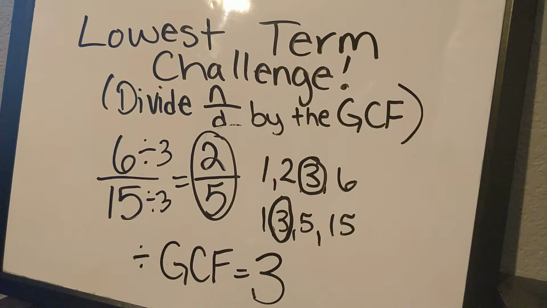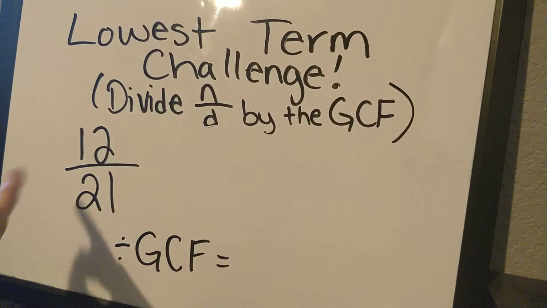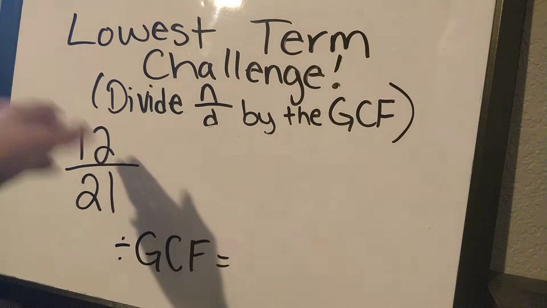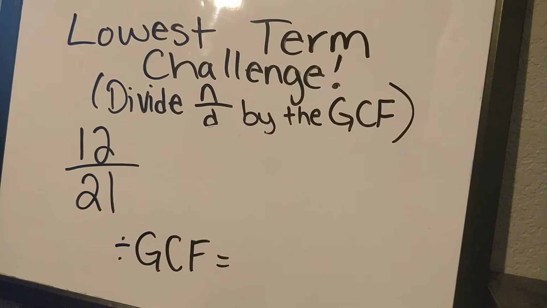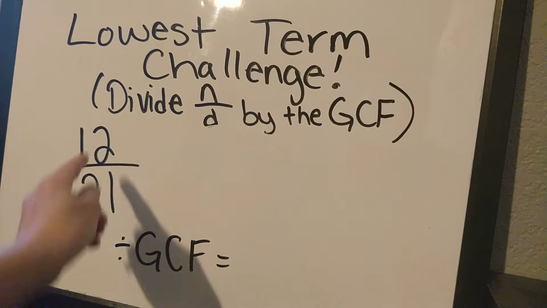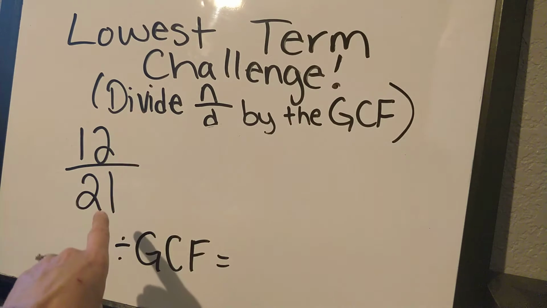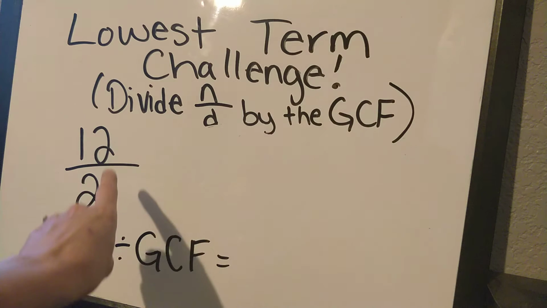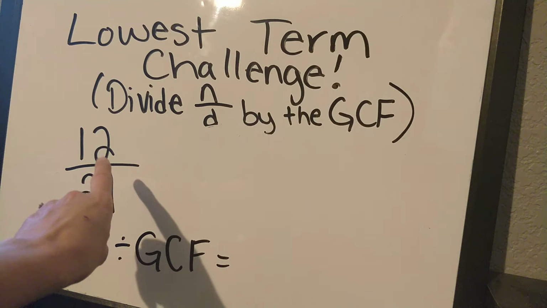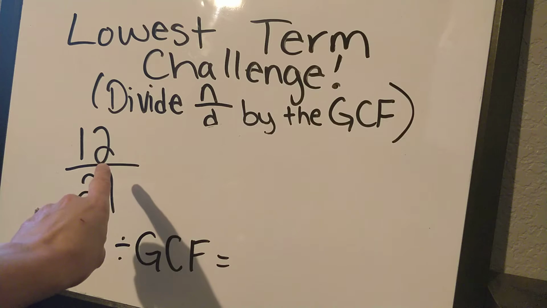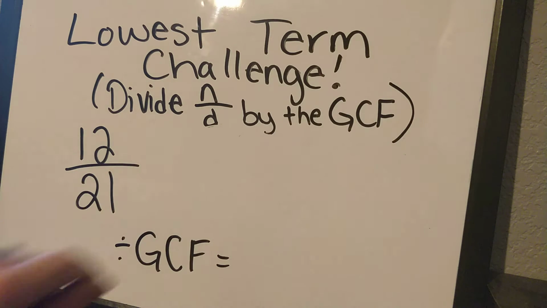We're going to do one more. Lowest term challenge, 12/21. However you want to say it, there's your challenge. Divide by your GCF. You got to find the biggest factor, the GCF. Think of your factors, list them out, and divide.